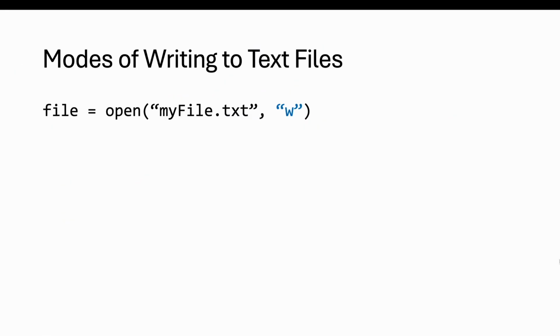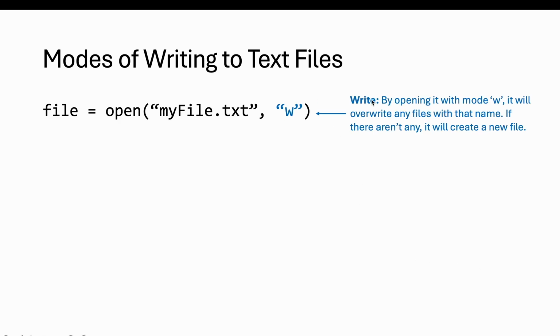So as I mentioned, there are two different modes of writing to text files. So we saw earlier the W, and W means write.